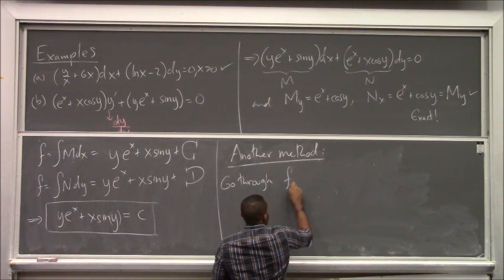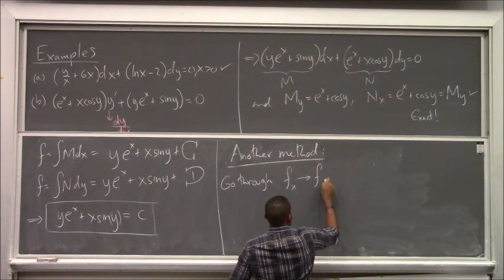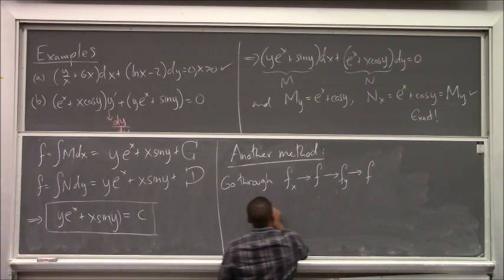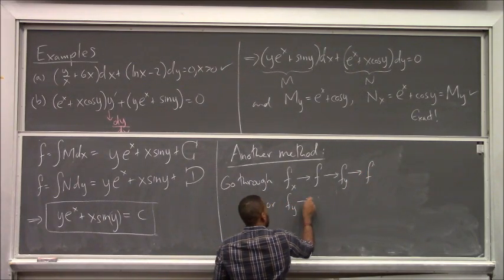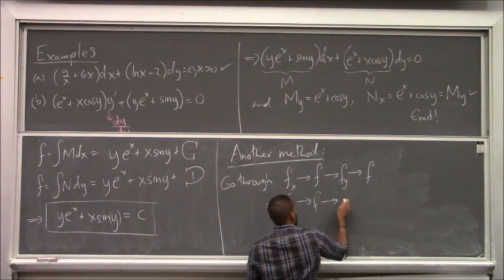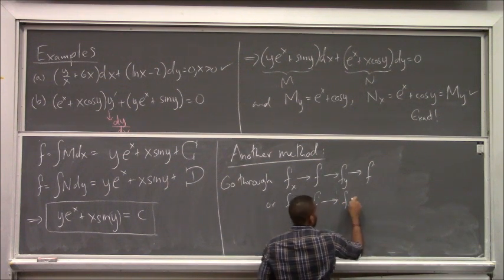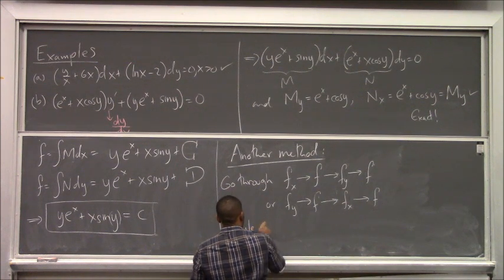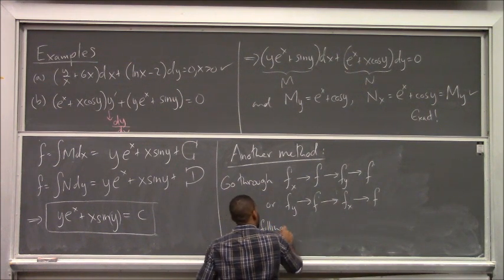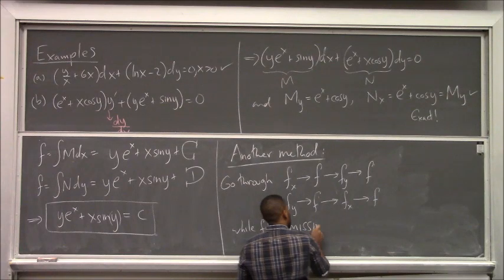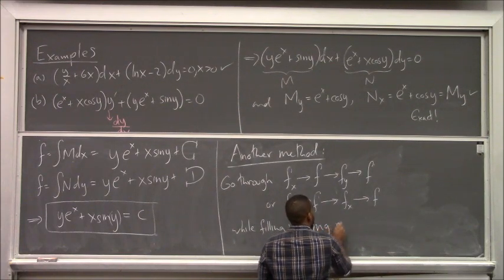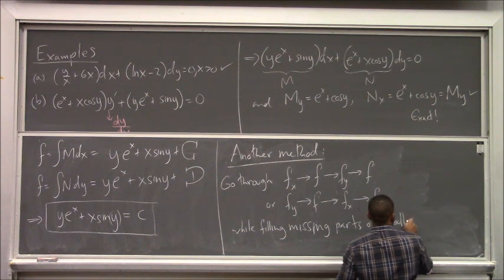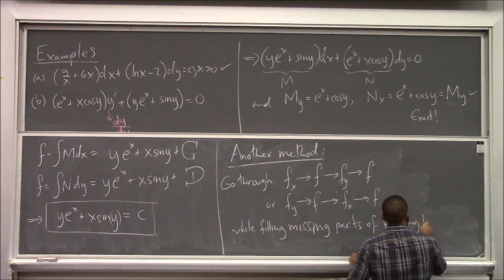Either you start with the partial with respect to x, you integrate to get to f, you differentiate to get to y, then you go back to f, or you start with the partial with respect to y, integrate with respect to y to get f, differentiate with respect to x, and go back to the f, while filling in missing parts of f along the way.